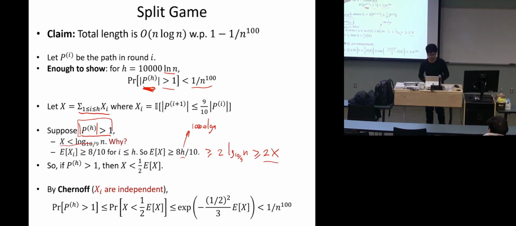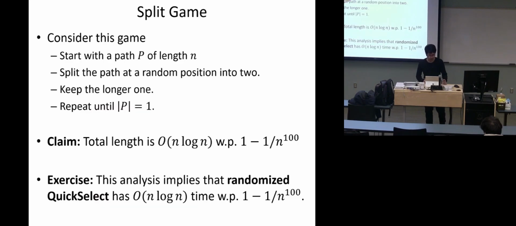Good. So now we have that the total length is n log n with very high probability, and try to convince yourself that this means that randomized quick select takes at most n log n time with high probability. There is going to be some homework related to this.